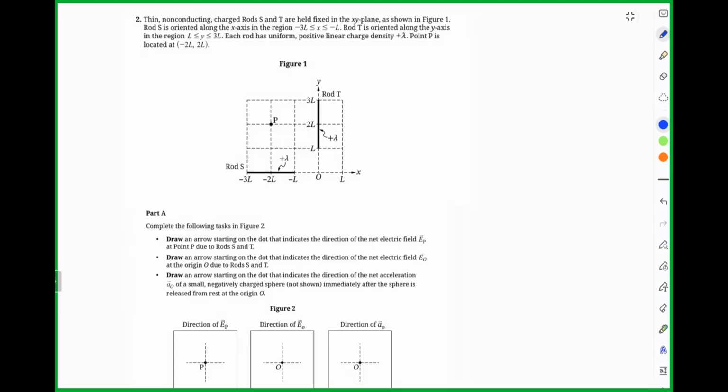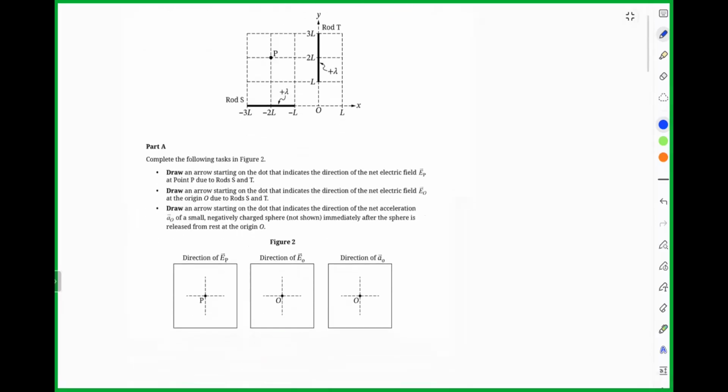In this video, we'll look at problem 2 on the 2026 E&M exam. So we're told that we have two non-conducting charged rods with uniform linear charge density lambda, and we can see that rod T is oriented vertically right here, and rod S is oriented horizontally here. And so in part A, what we're being asked to do is to find the electric field due to both rods at point P and at the origin O.